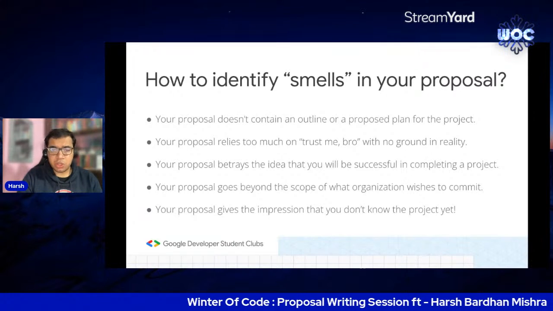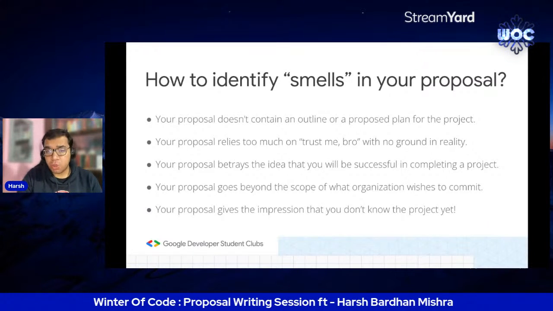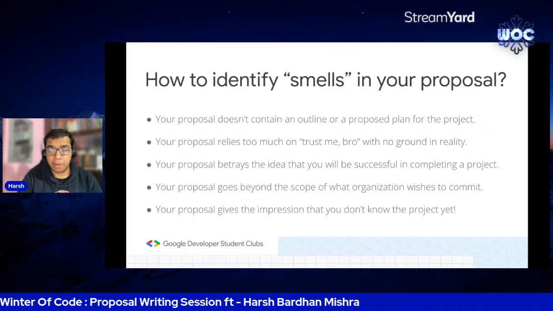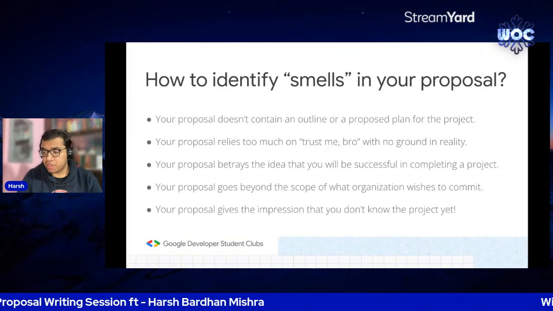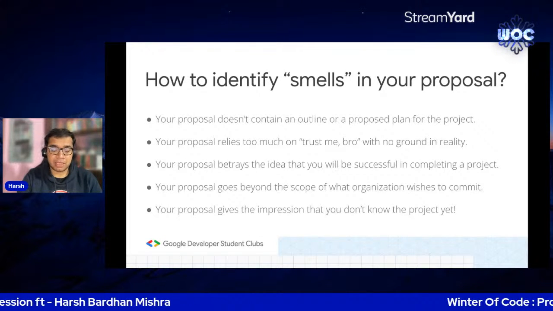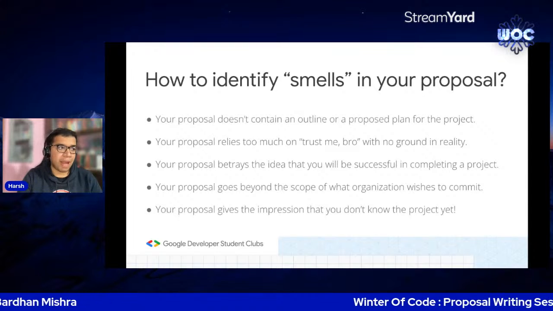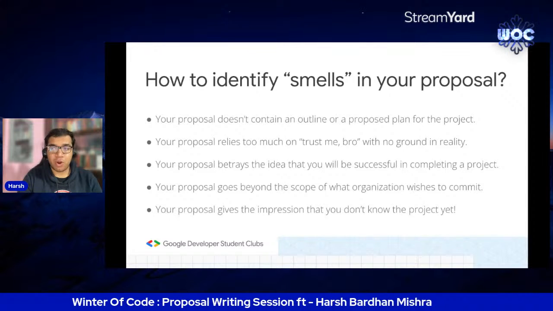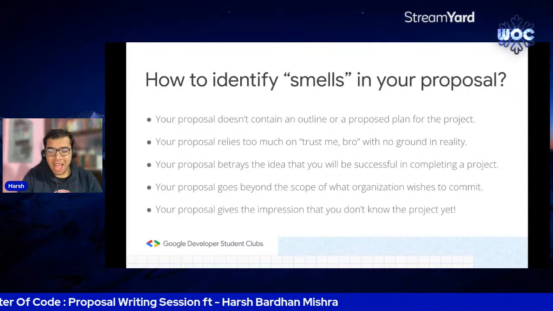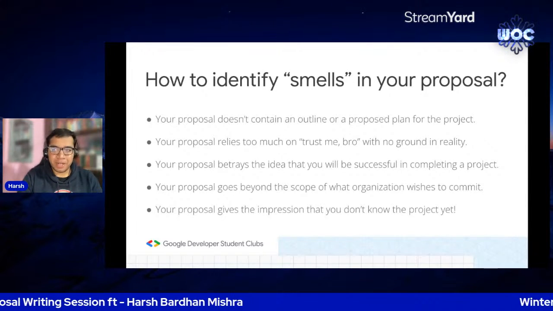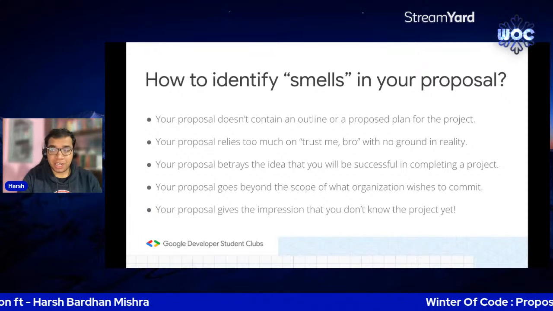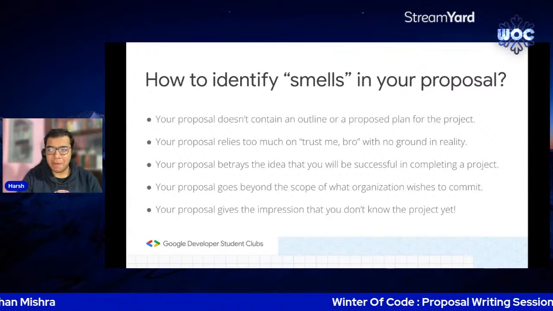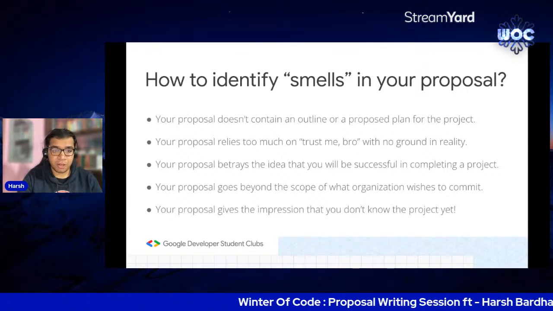Finally, make sure that your proposal is not going beyond the scope of what the organization is wishing to commit. This was one of the things that I fell into myself. Back in 2020, when I was applying to GSoC for the very first time, I was putting out project proposals that simply went beyond the scope of what the organization was looking to work on. Even though I did not formally put up my proposal for any of the organizations, I received a lot of negative feedback about the things I wanted to improve on.